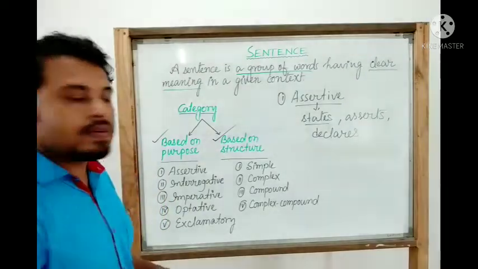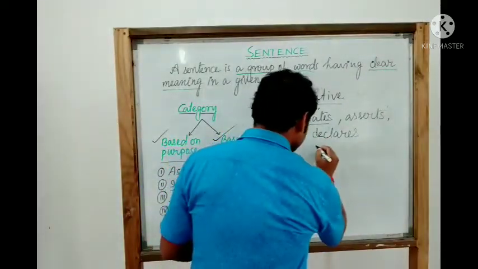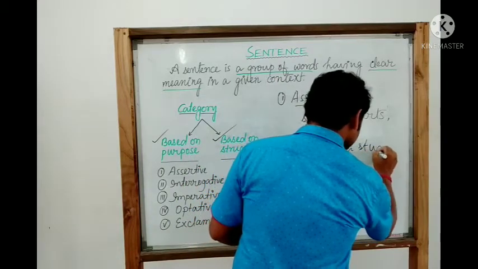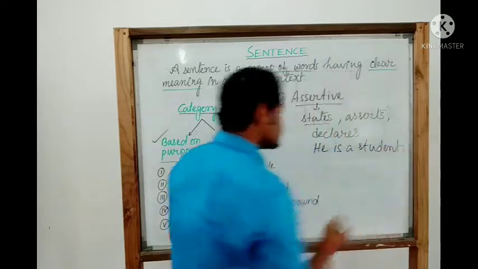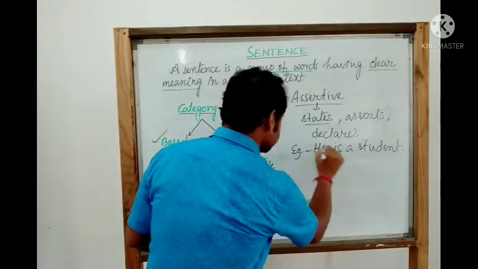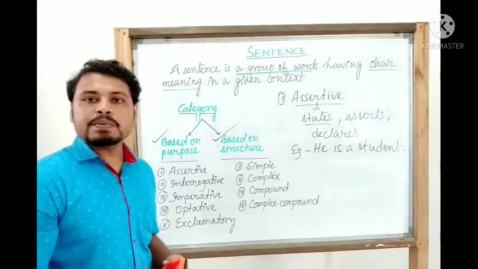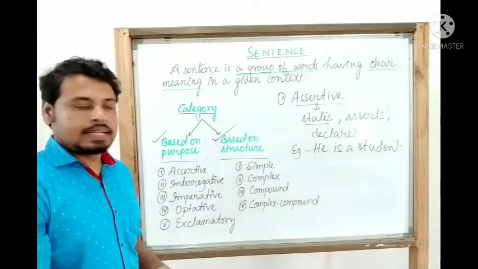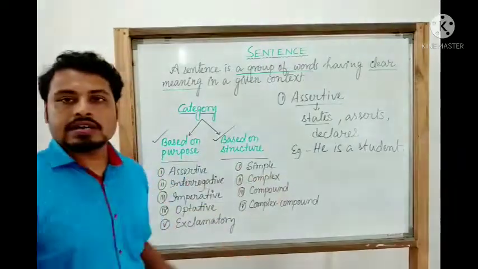For example, if we write, he is a student. He is a student, for example. So this is a simple statement. This is a simple declaration. That is why this is an assertive sentence.